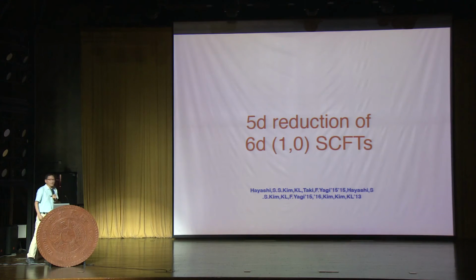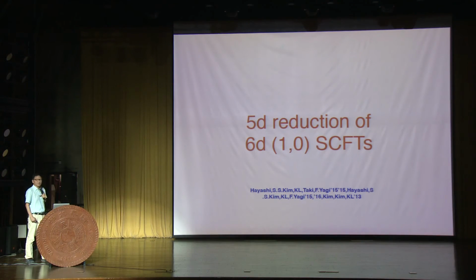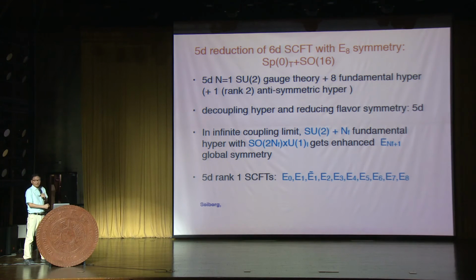Now, let's think about the 5D reduction of the 6D (1,0) superconformal field theories. Now, there's one famous example. If we start with the 6D tensor theory with E8 global symmetry, and if we compactify on a circle which breaks the E8 symmetry to SO(16), we get a 5D N=1 SU(2) gauge theory with 8 fundamental hypermultiplets.